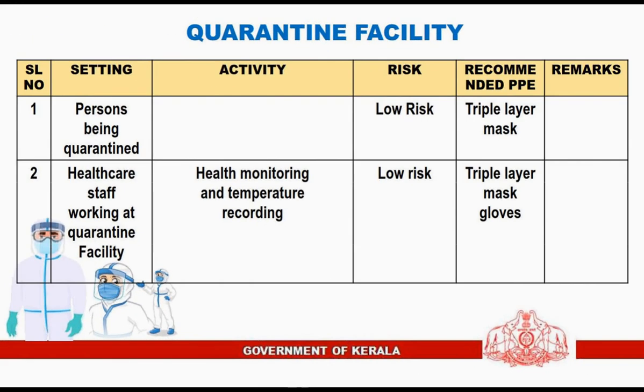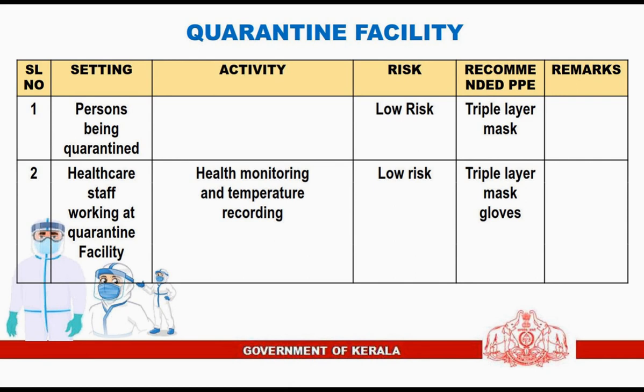In the quarantine facility established at the community, both the staff deputed there and the person quarantined in that facility have a low risk of exposure. Personal protective equipment required is a 3-layer mask and gloves for the staff. For the person who is quarantined, personal protective equipment required is a 3-layer mask.